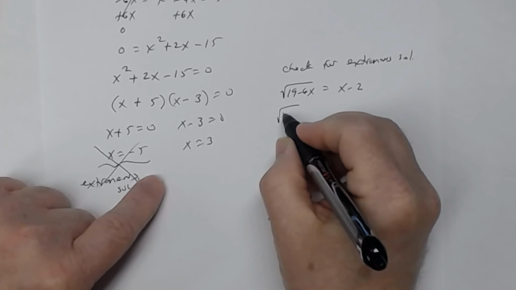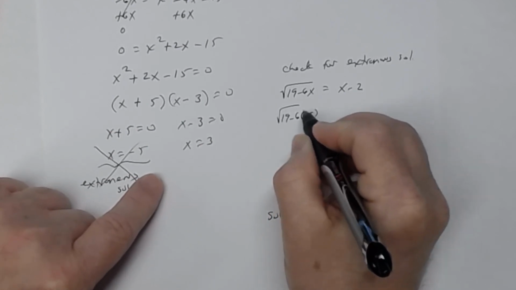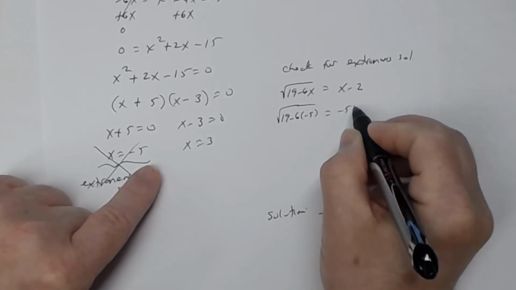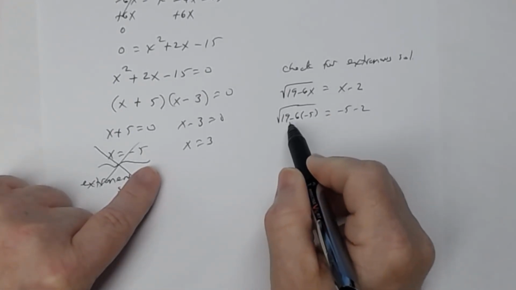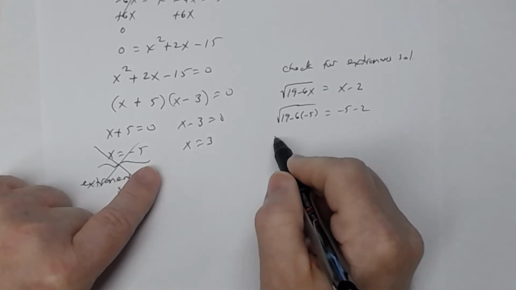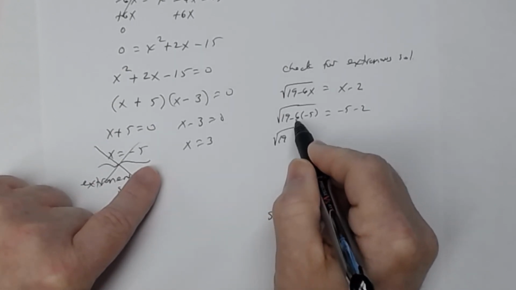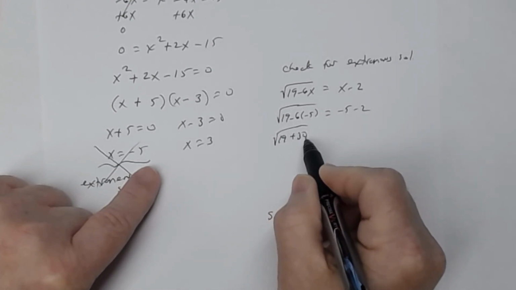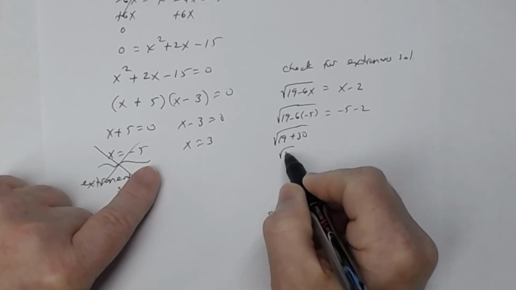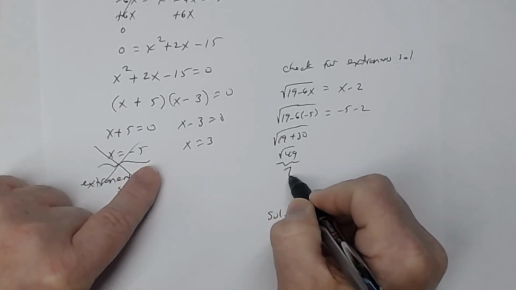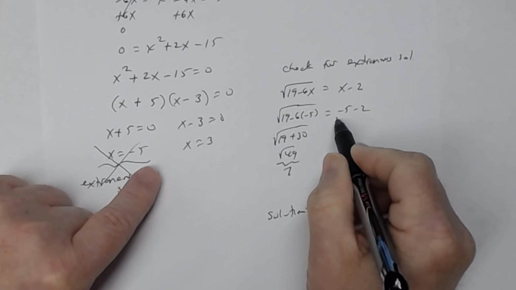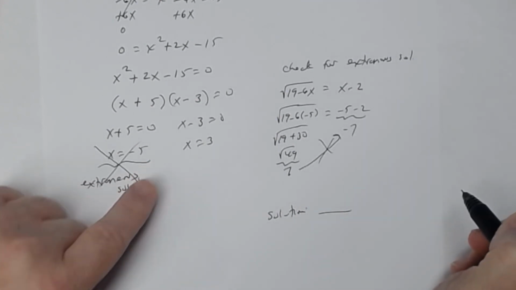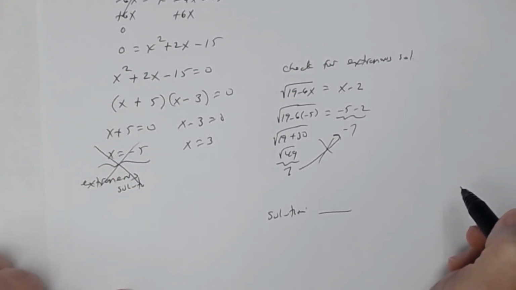So we have the square root of 19 minus 6 times a negative 5, just to show you what I'm talking about, equal, and then we have negative 5 minus 2. All right, so 19 minus 6 times a negative 5. So that becomes the square root of 19. A negative 6 times a negative 5 is a positive 30. 19 plus 30 is 49. So this becomes the square root of 49. And the square root of 49 is 7. Positive 7. Over here, though, that's a negative 7. So notice 7 does not equal a negative 7. So that's why we say it's extraneous.